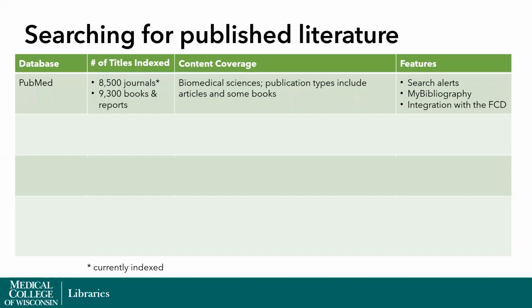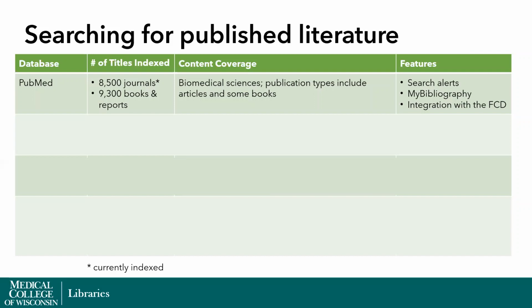And just be aware that when you're searching in PubMed, you're looking in the contents of around 8,500 journals that are currently published and around 9,000 books and reports that are published by the National Library of Medicine and other places like that. So 8,000 journals represents a lot of journals, but it's not everything in the world of scholarly literature. But you're getting the core journals, the majority of journals that our researchers are publishing in.